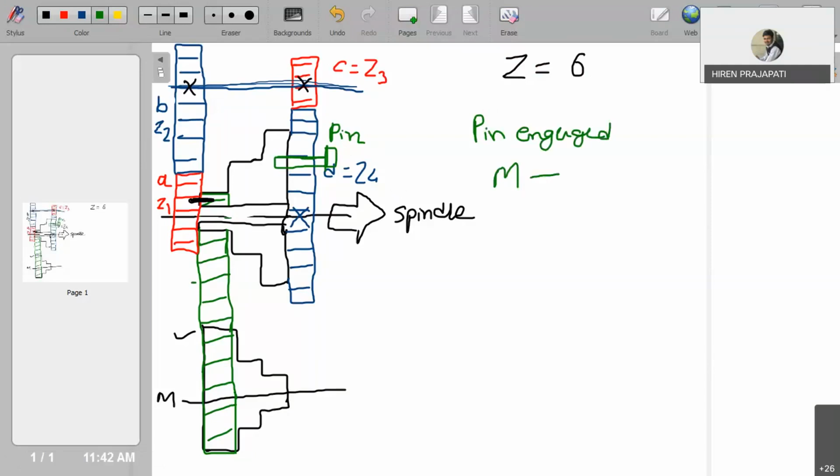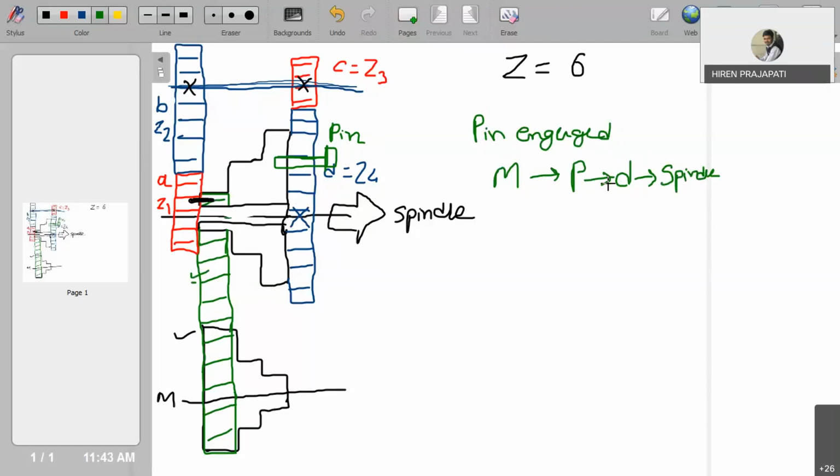Motor to this output pulley, from pulley to gear D, and from gear D we get rotation on the spindle, right? So we get three speeds. First, if the belt is on this first set of pulleys, then we get one speed, which is the maximum possible speed. If I change the belt location and shift to the second step, I get the second speed, and if I shift to the third step, then I get the third speed, right?